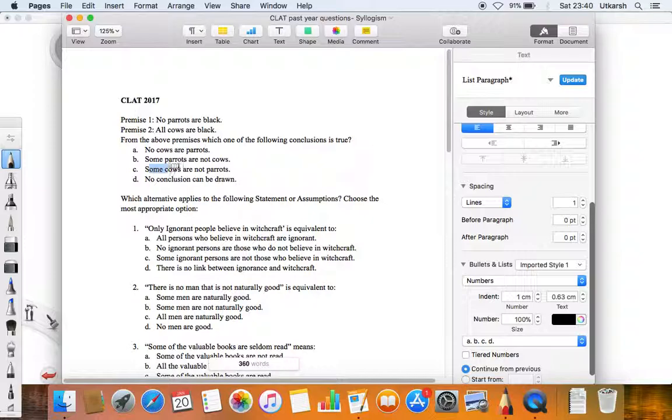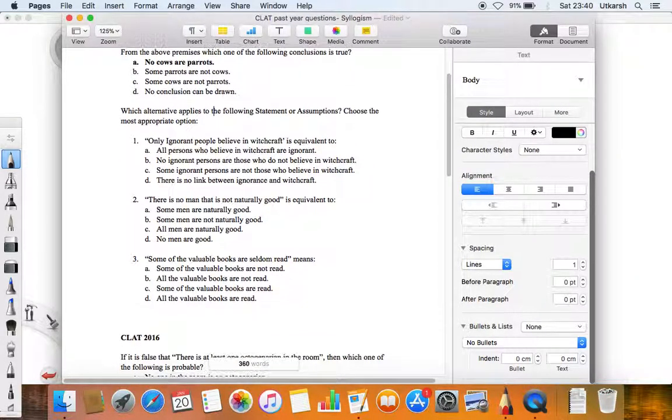Third, some cows are not parrots. Again, same problem. All cows are not parrots. So this again is a poor sentence construction. No conclusion can be drawn. This is incorrect because this is the right answer. So the right answer here is option A, right?